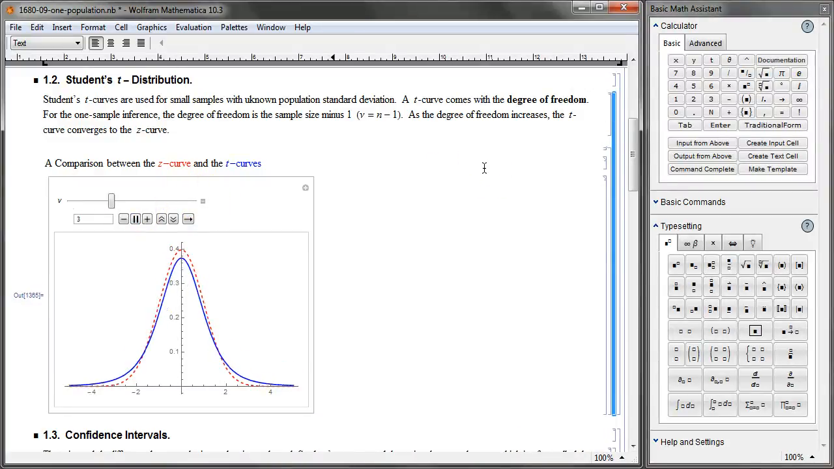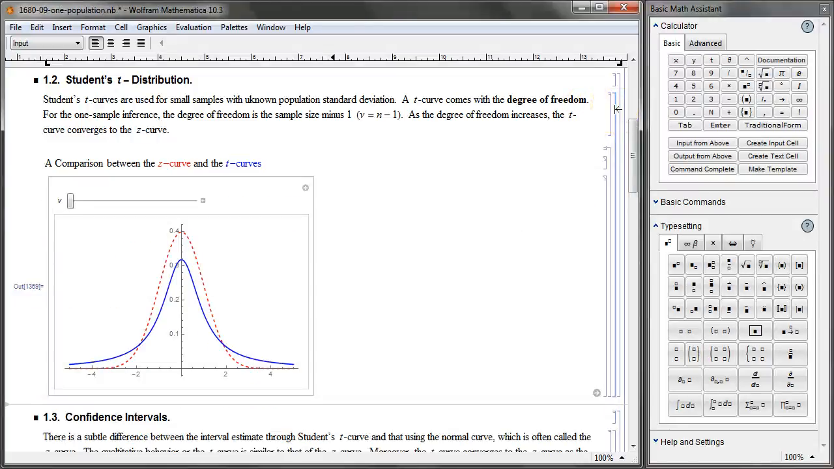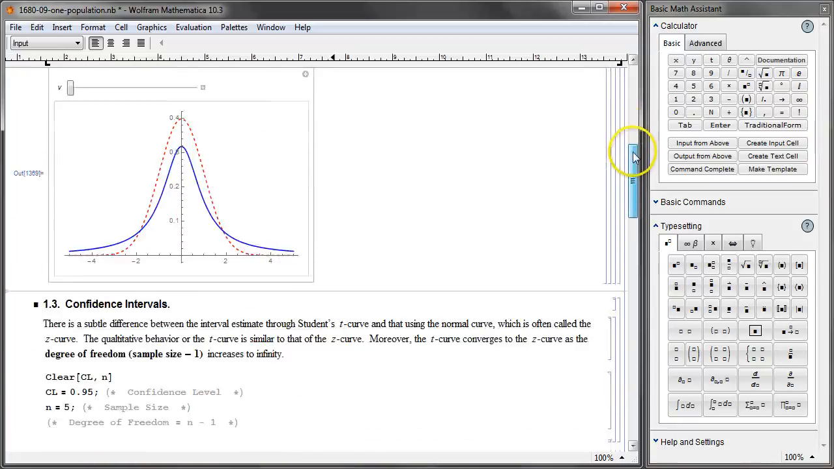This program comes with an animation, and as you can see, the t-curves converge to the z-curve as we take bigger and bigger sample sizes. The degree of freedom is increasing. As it increases, the t-curves converge to the z-curve. So if the sample size is sufficiently big, something like 100, the difference between the t-curve and z-curve is going to become very small, and we'll simply use the z-curve.